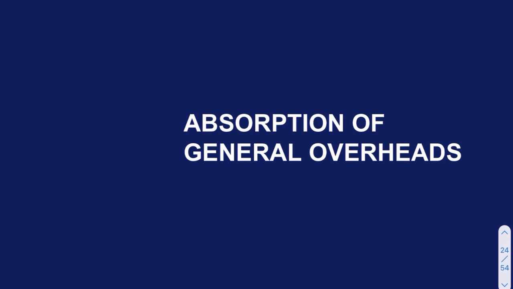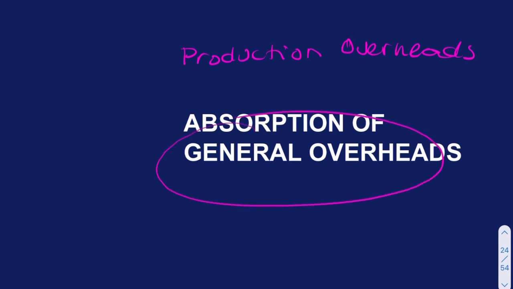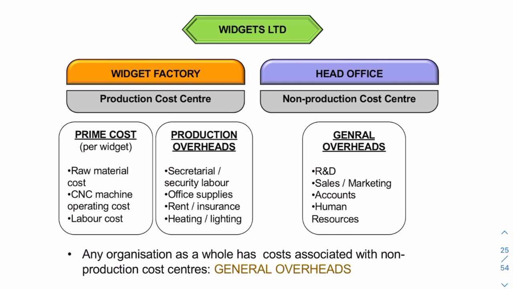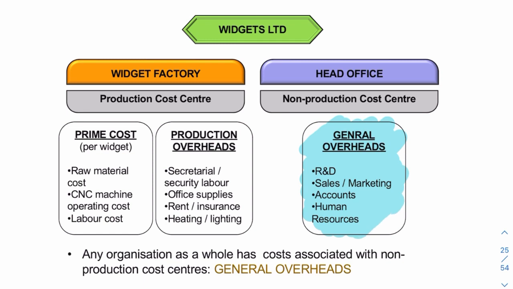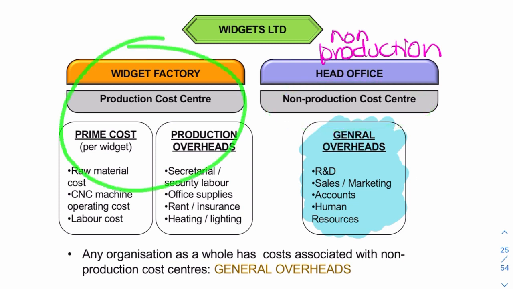So that was talking about production overheads. Okay, all of that was about production overheads. Now we'll be talking about general overheads, i.e. overheads not related to a production cost center. Remember how we said that our widgets are produced by a factory, and the factory has prime costs and overheads, but the company also has a head office that doesn't produce anything. So it's a non-production cost center, whereas here it's a production cost center.